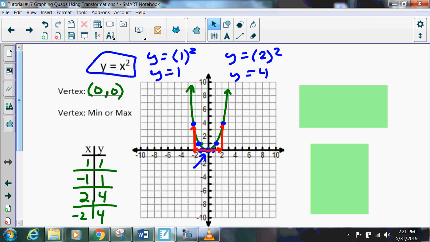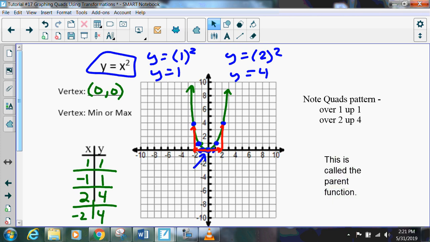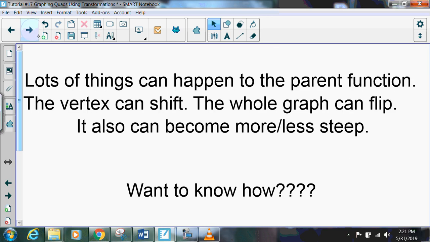Let's see what's behind these green boxes. Okay, note quads pattern. Over 1, up 1. Over 2, up 4. So that's from the vertex we're talking about. And yes, this is called the parent function. All right, so let's get to the notes.